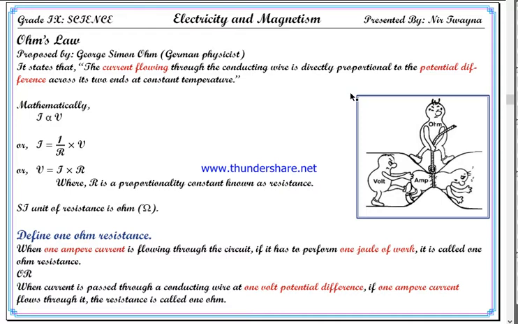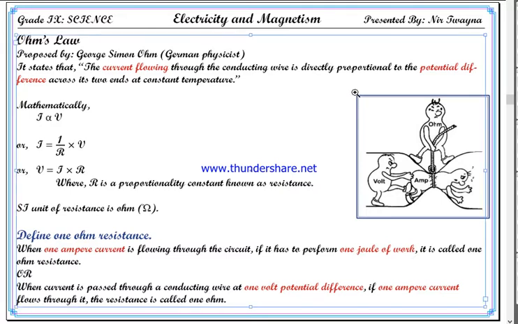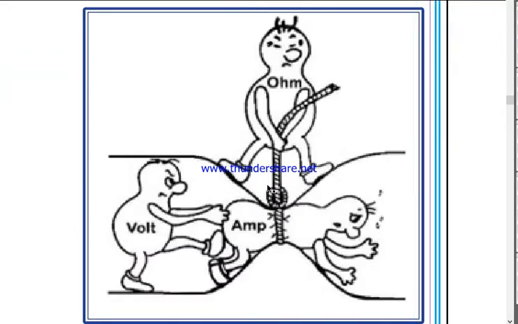I want to begin with this cartoon which I found somewhere over the internet. This is very impressive. See, this is the conductor wire, which indicates a path of electrons, and this is the amount of electric current. The electric current has to pass through the wire, and who pushes electric current to move through the wire? It is potential difference. Potential difference pushes the electric current to move through the wire.